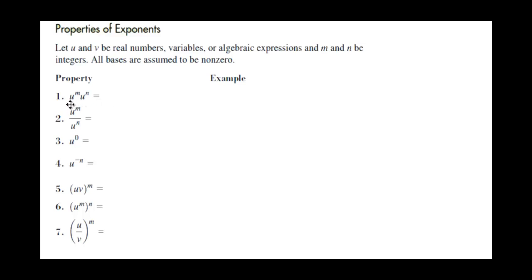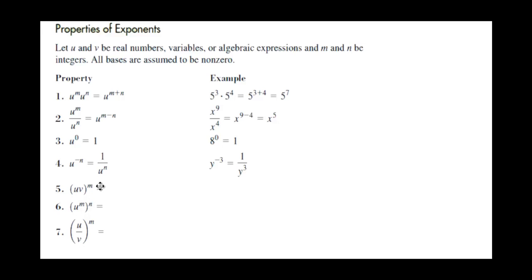The first property says if you have a base number to an exponent, and you multiply it by the same base to another exponent, that you're going to add the exponents. The second one says if you divide two numbers that have the same base, then you subtract their exponents. Anything to the 0 power is 1, no matter what it is. Anything to a negative exponent is equal to the reciprocal of the base number to the positive exponent. So there's an example there.